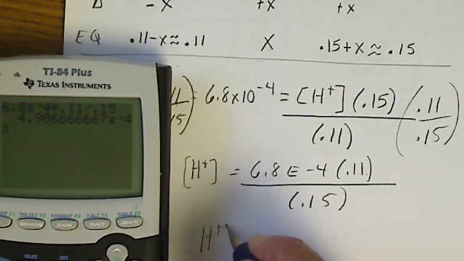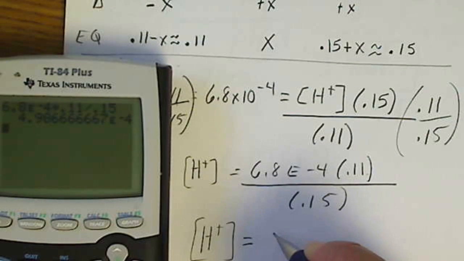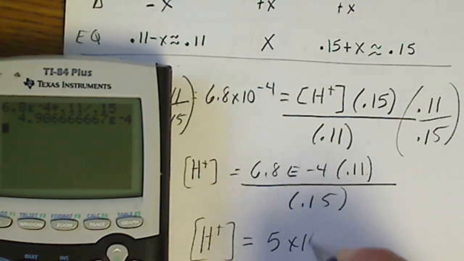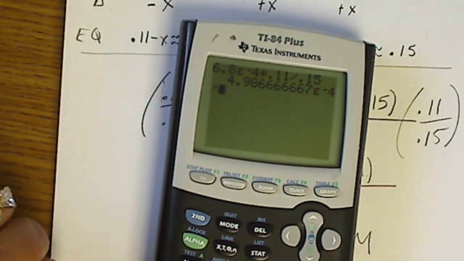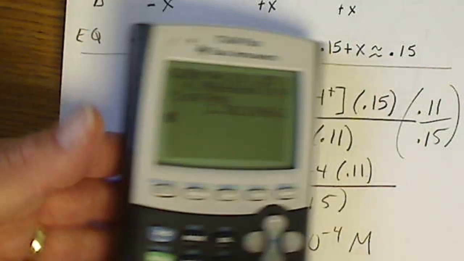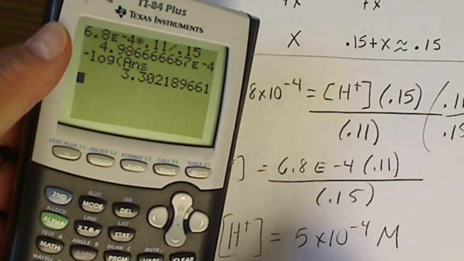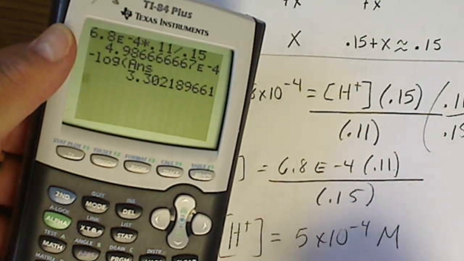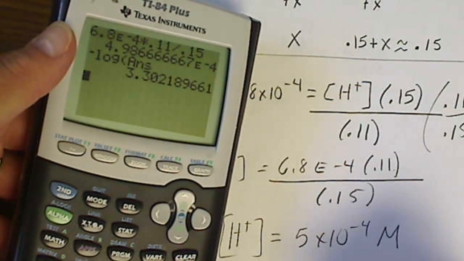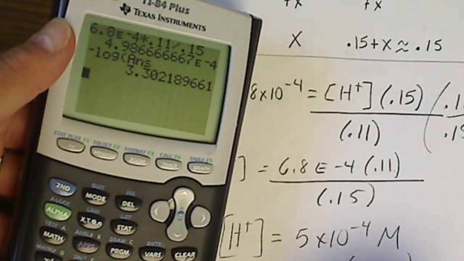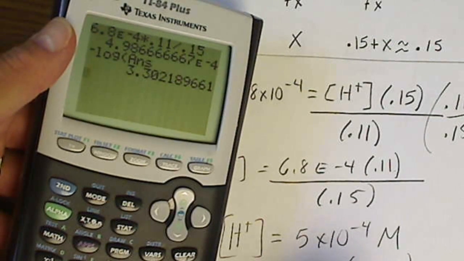So our concentration of hydrogen ion is 5 times 10 to the minus 4 molar. And I'm going to leave that in there and take the negative log of my second answer. So the pH here is the negative log of this number, rounded, times 10 to the minus 4, so that is 3.38.